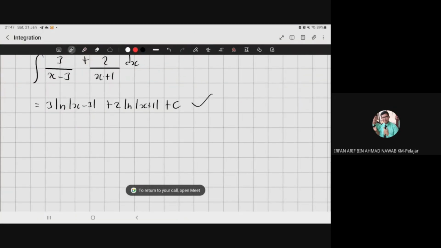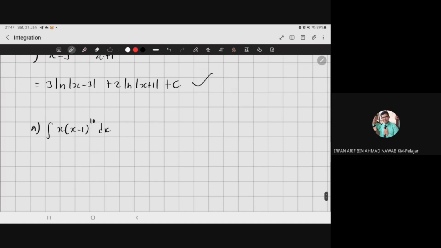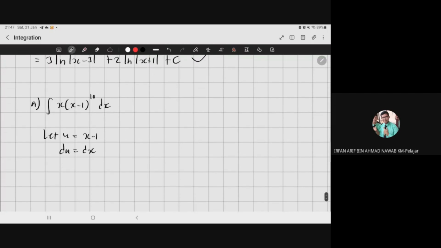Okay, so let's go through the first question. It states that we have an integral of x times (x minus 1) to the power of 10 dx. As usual, whenever we have a higher power, we substitute to become a single term. So we let u equal x minus 1, and differentiate with respect to x, you get du equals dx. Then express x in terms of u: x equals u plus 1, so we have (u plus 1) times u to the power of 10 du.